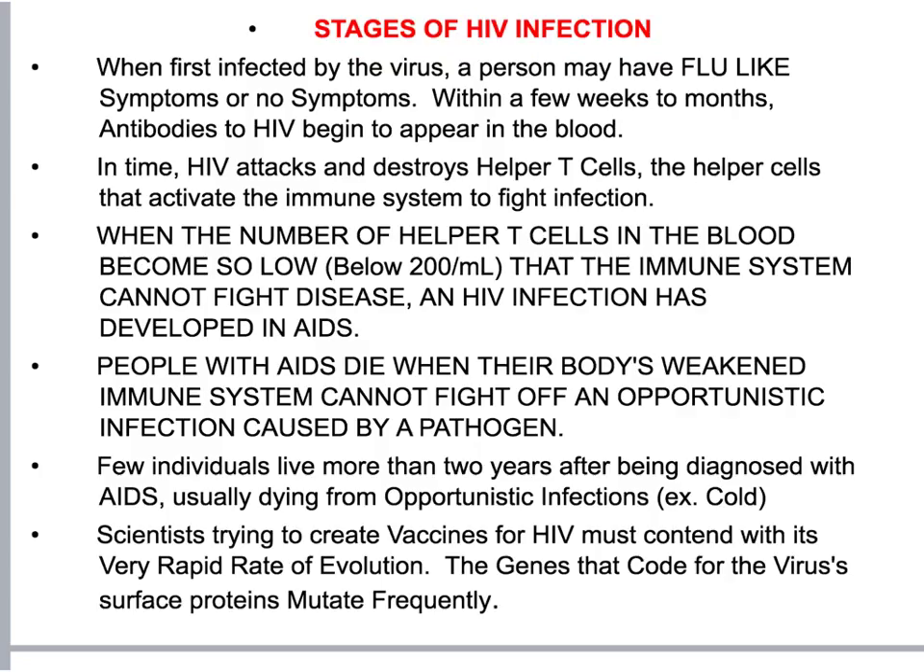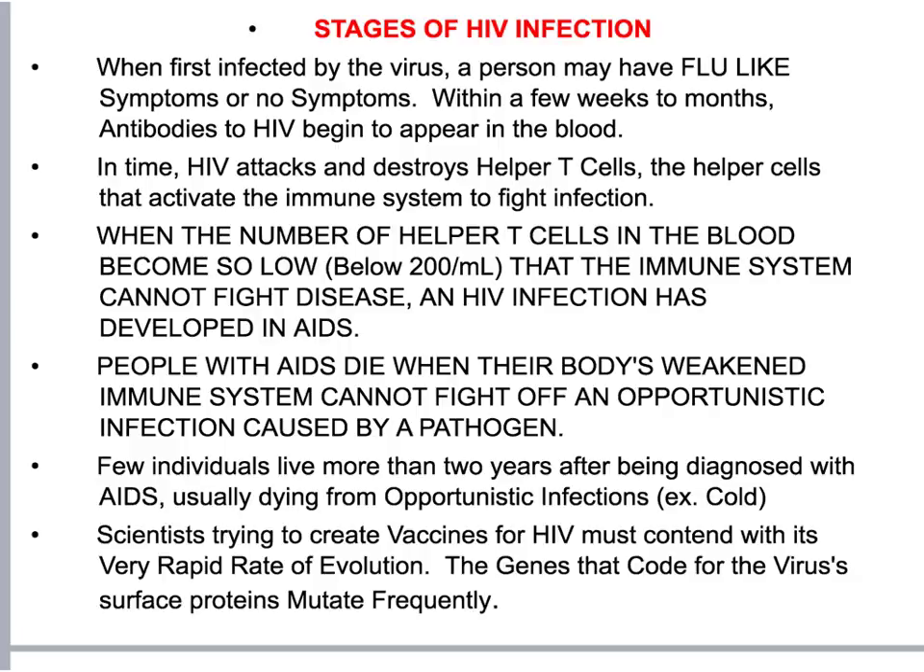When first infected by the virus, a person may have flu-like symptoms or no symptoms at all. And within a few weeks to months, antibodies to HIV begin to appear in the blood. Now, in that time, HIV will be attacking and destroying the helper T cells. And the helper T cells are the specific cell that activate the immune system to fight an infection. When the number of helper T cells in the blood becomes so low, below 200 per milliliter, that the immune system cannot fight disease, the individual has now begun to develop AIDS.